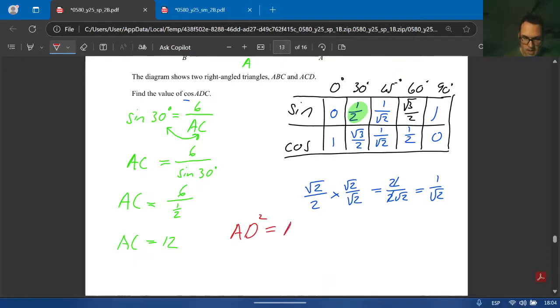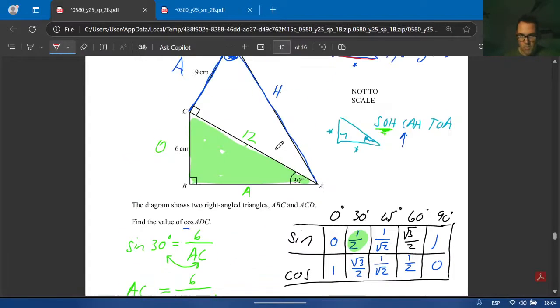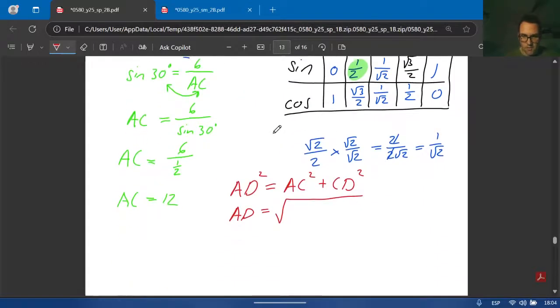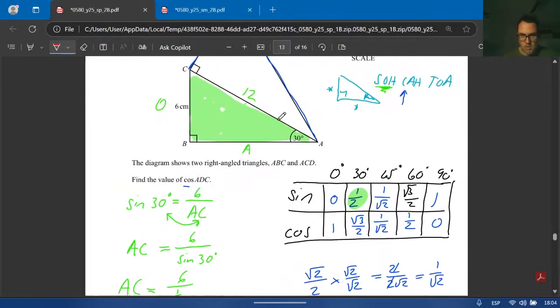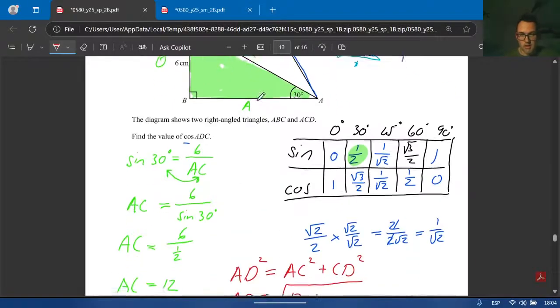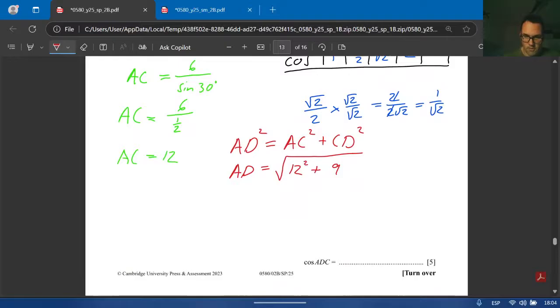So it's AC plus CD squared. That means AD, so move that square to the other side. We root it. We just worked out AC is 12, and CD is 9. Don't forget to square these. So AD, 12 times 12 goes 144. 9 times 9, 81. And then we add them together.